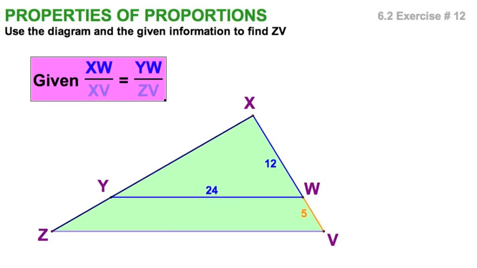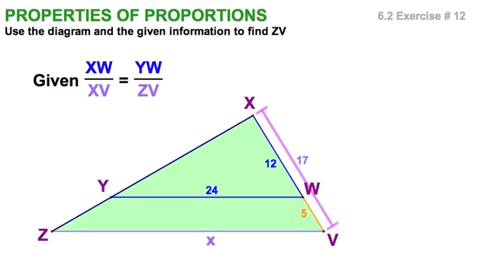Let's use this given proportion to solve for the missing side. That would be XV, and I'm going to designate that with this letter X, so I can use a single variable. Now I'm also going to do a little addition. I'm going to take 12, add it to 5, and that gives me XV, 17. That's a necessary step.